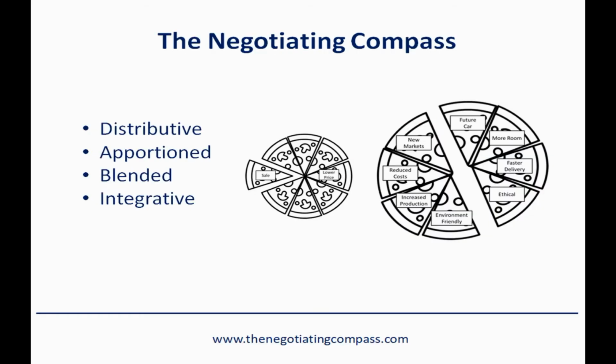The guide focuses on the 2 extremes of negotiation, distributive and integrative. But in the negotiating compass, we delve into the more realistic fact that most negotiations take place between these 2 extremes. The book covers areas including apportioned and blended negotiations.